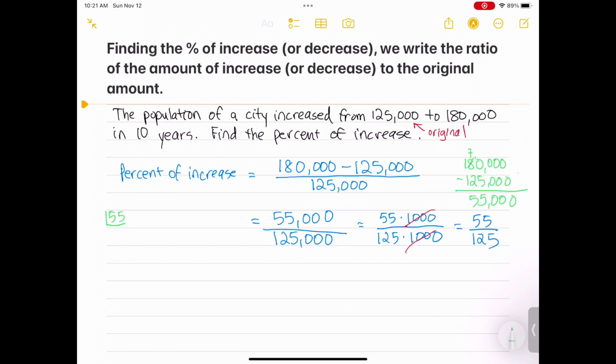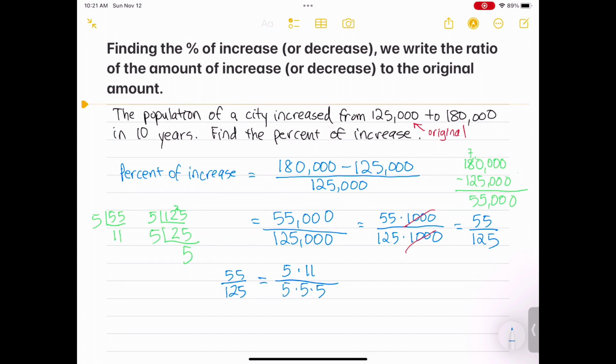Now I prime factorize both the numerator and the denominator. 55 works out to be 5 times 11, and 125 works out to be 5 times 5 times 5. And I write those factors out next to the fraction, 55 over 125. I line up the prime factors accordingly to the numerator and denominator, and that lets me cancel out like factors.